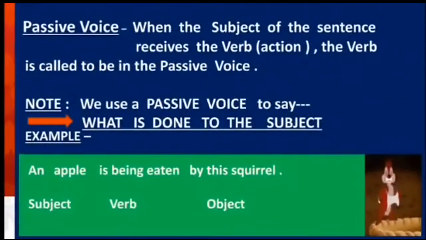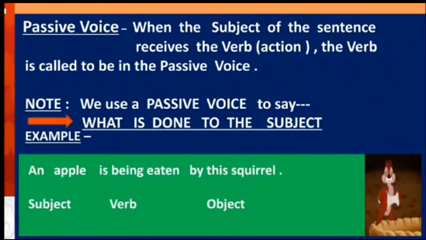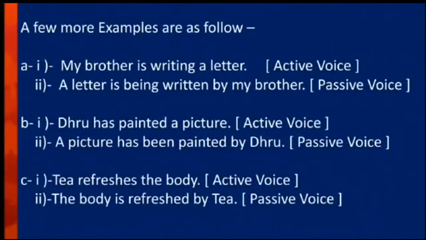Now notice the passive voice. When the subject of the sentence receives the verb, it is said to be in the passive voice. See the given example. An apple is being eaten by this squirrel. Here, the subject, apple, is receiving the action, the verb. See a few more examples of these two voices.